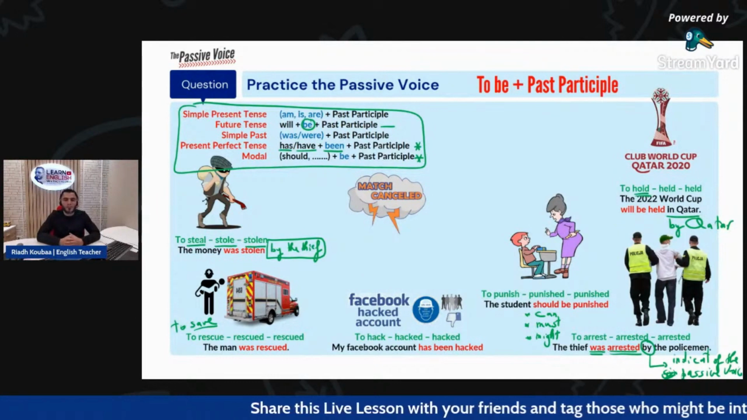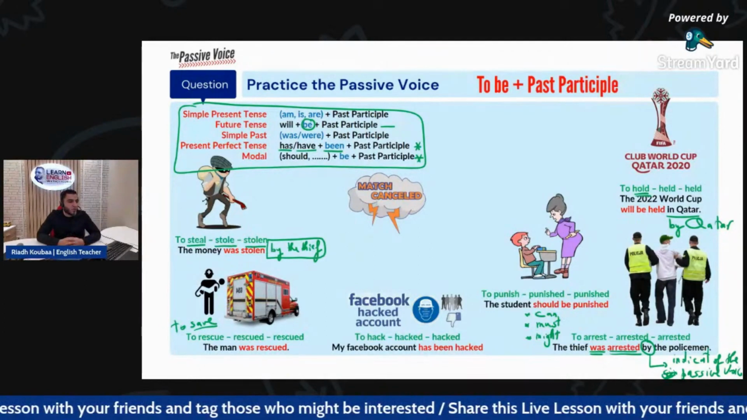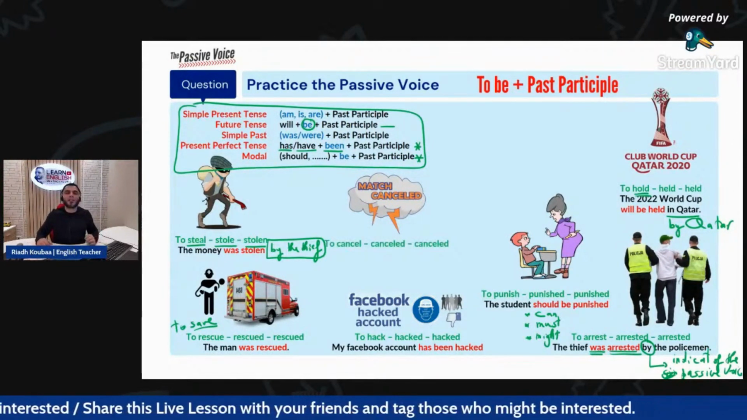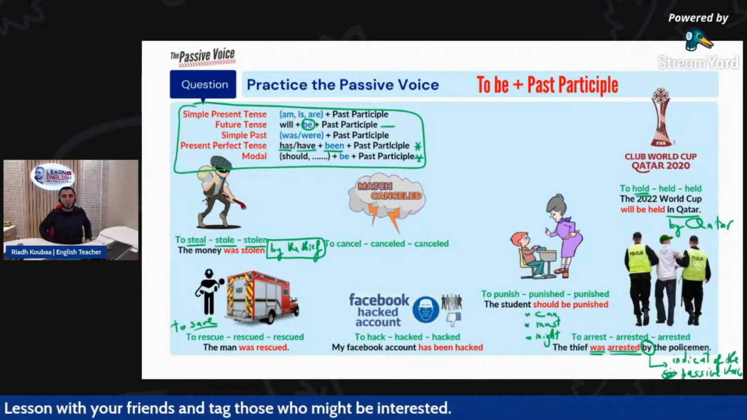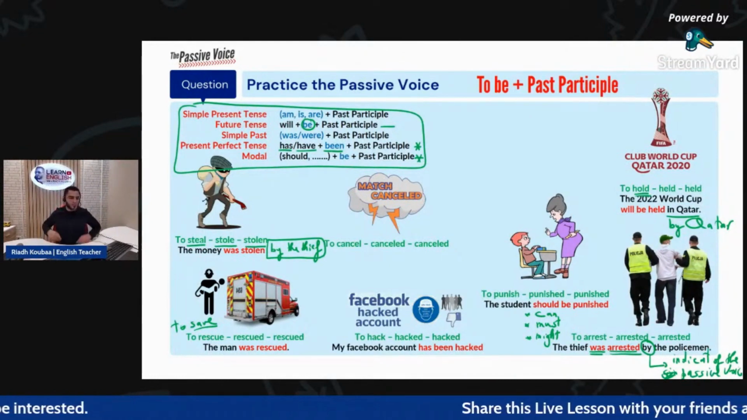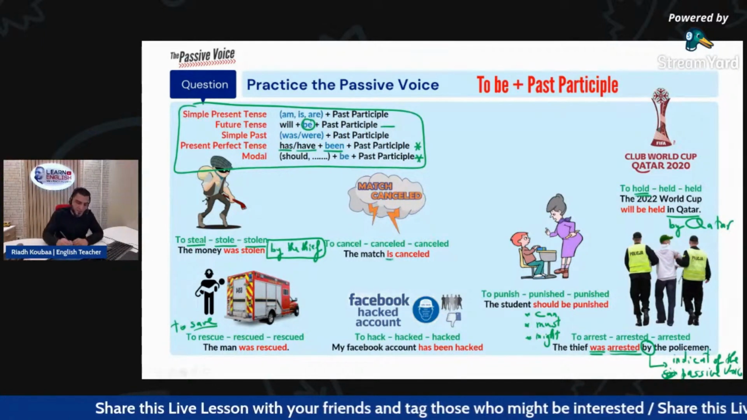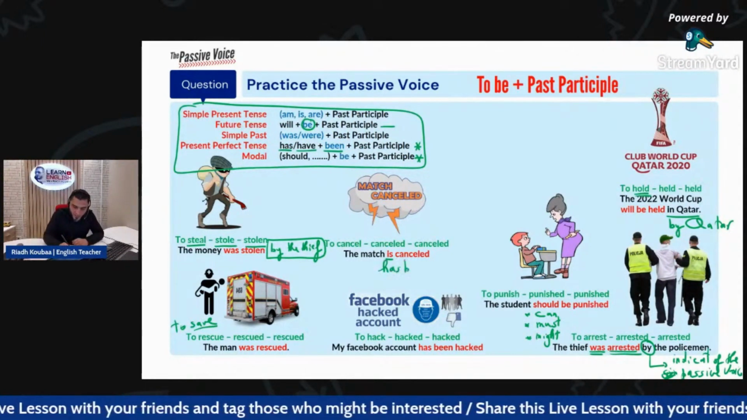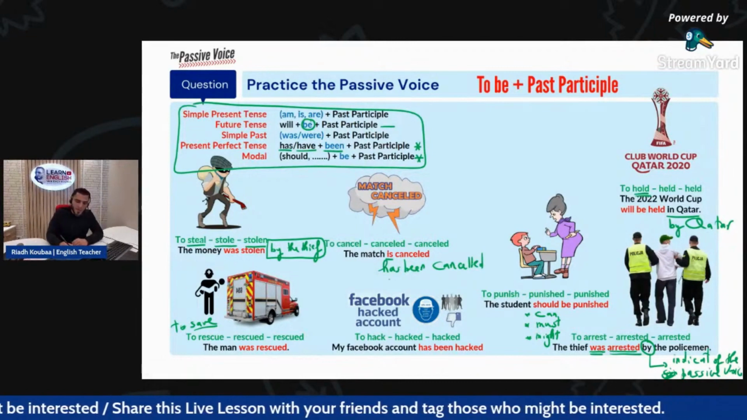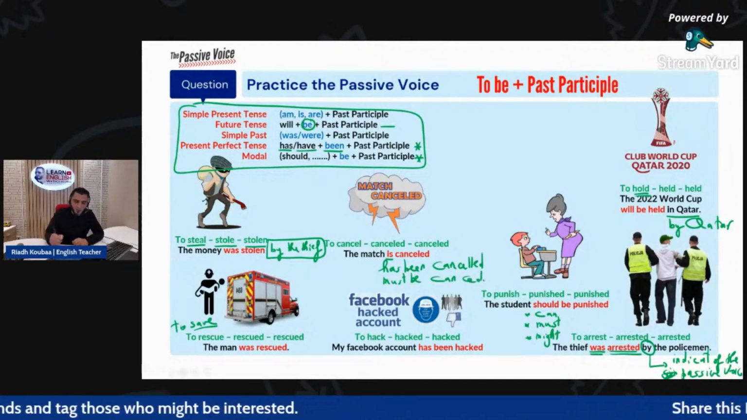The next one, because of the weather, yesterday as an example. So here we will use the simple past again. Because the weather was bad, what happened to the match? The verb is to cancel. Simple past is cancelled, and the past participle is cancelled. So what is the sentence here? The match was unfortunately cancelled, or I can say the match is cancelled. The match has been cancelled. If I want to use the present perfect, the match must be cancelled because of the weather.